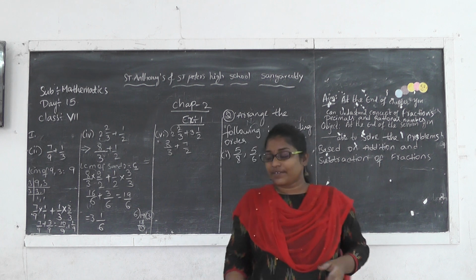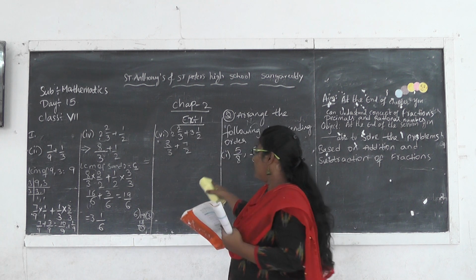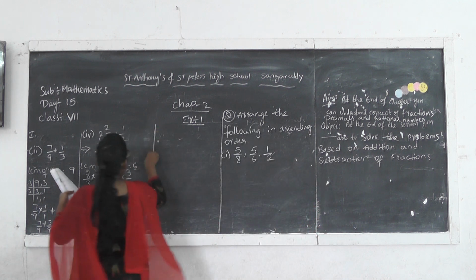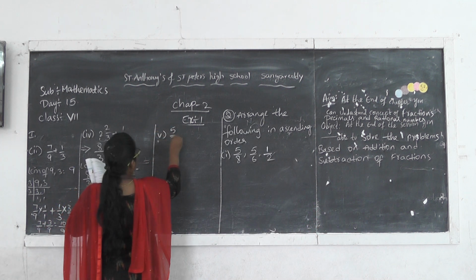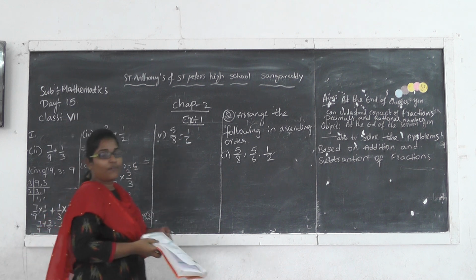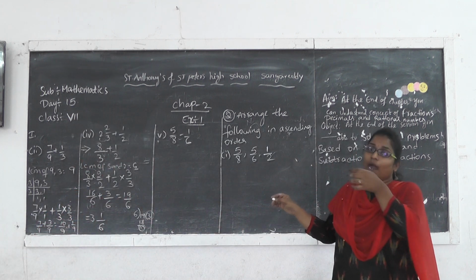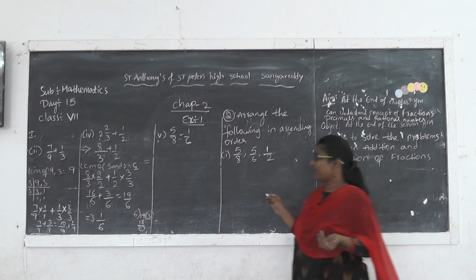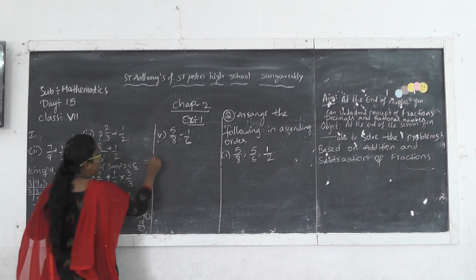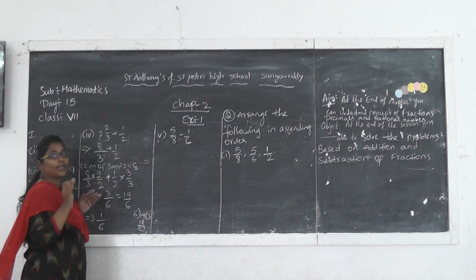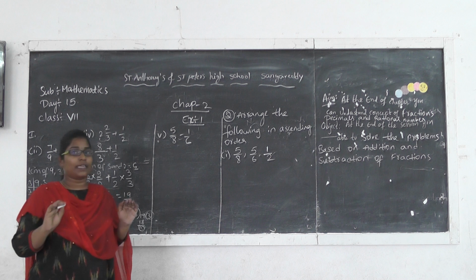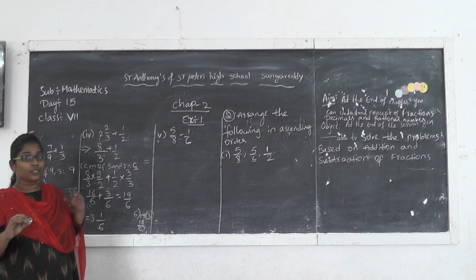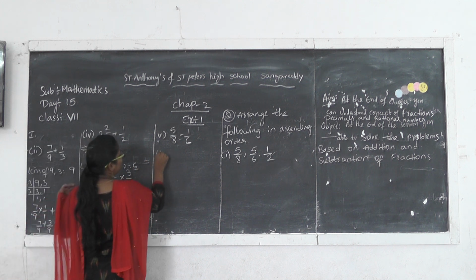Now I was explaining the fifth problem. It is related to the subtraction concept. 5 by 8 minus 1 by 6. How to solve subtraction? We already discussed this in the previous session, but let's see once again. First, are these both like or unlike fractions? They are both unlike fractions. If they are unlike fractions, we have to convert them into like fractions. How do we convert?